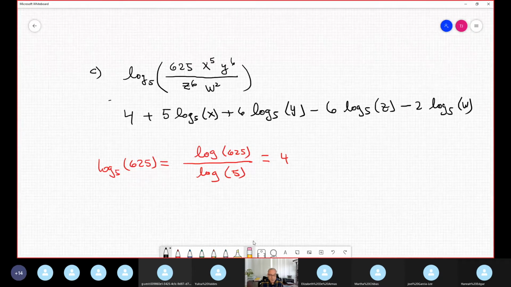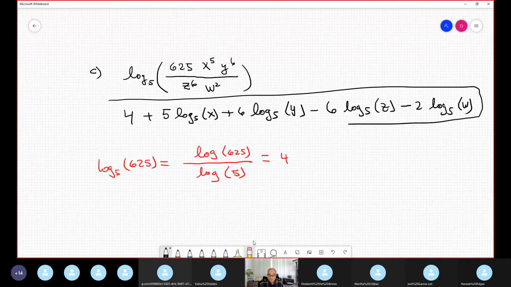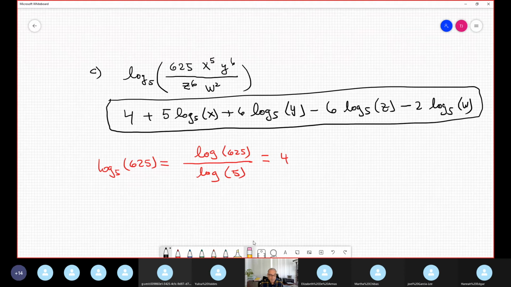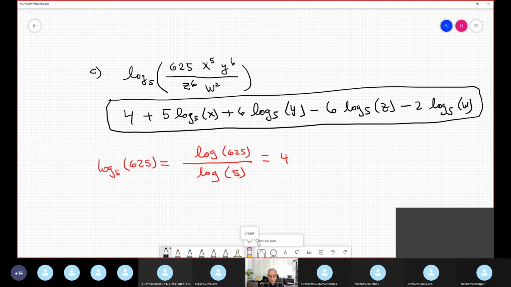This is my beautiful final answer. Any question? How do you feel? Now, one problem of this you see in the test. Well, one problem of the condensing and one problem of the expand, opposite direction. Okay? Is it clear? Is it confusing? Okay.